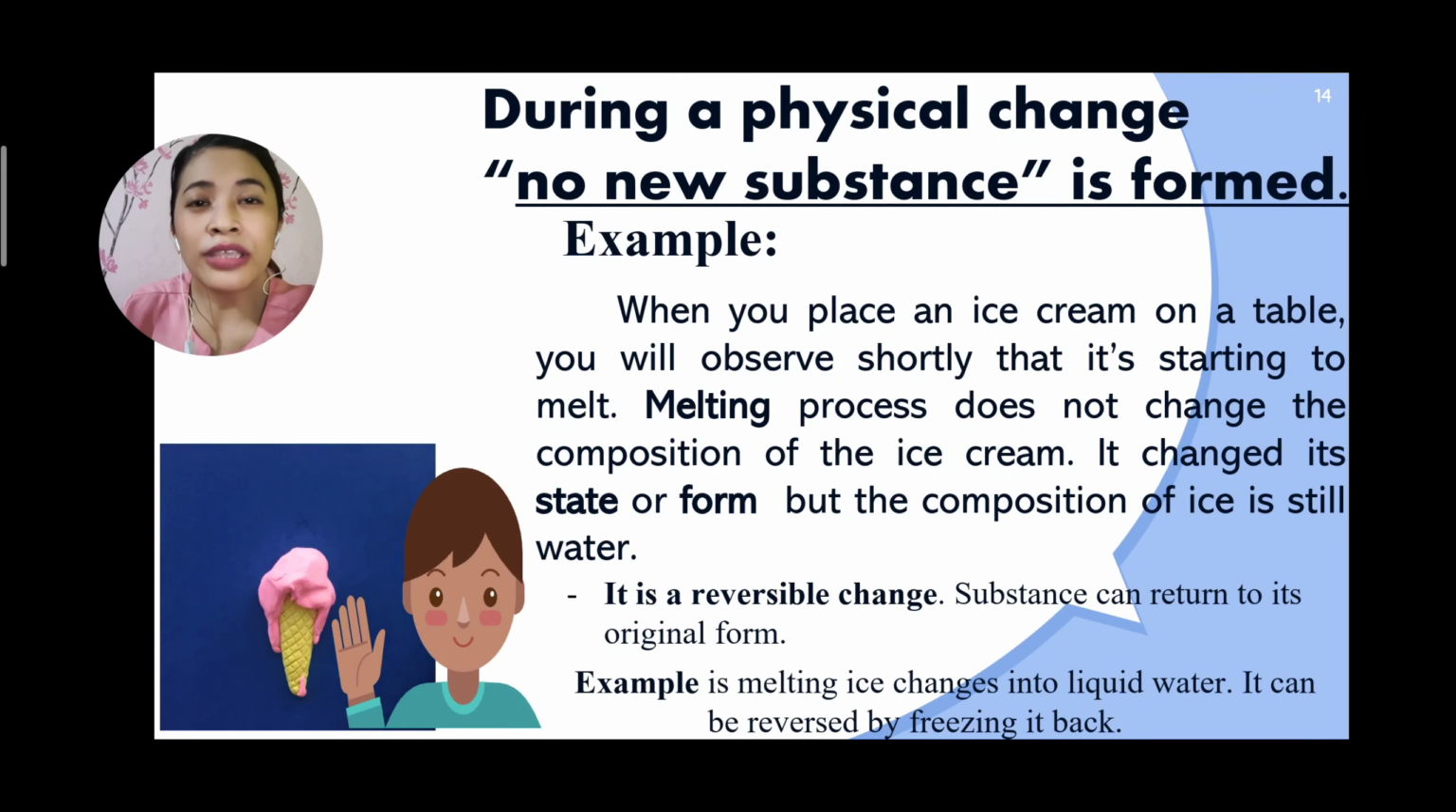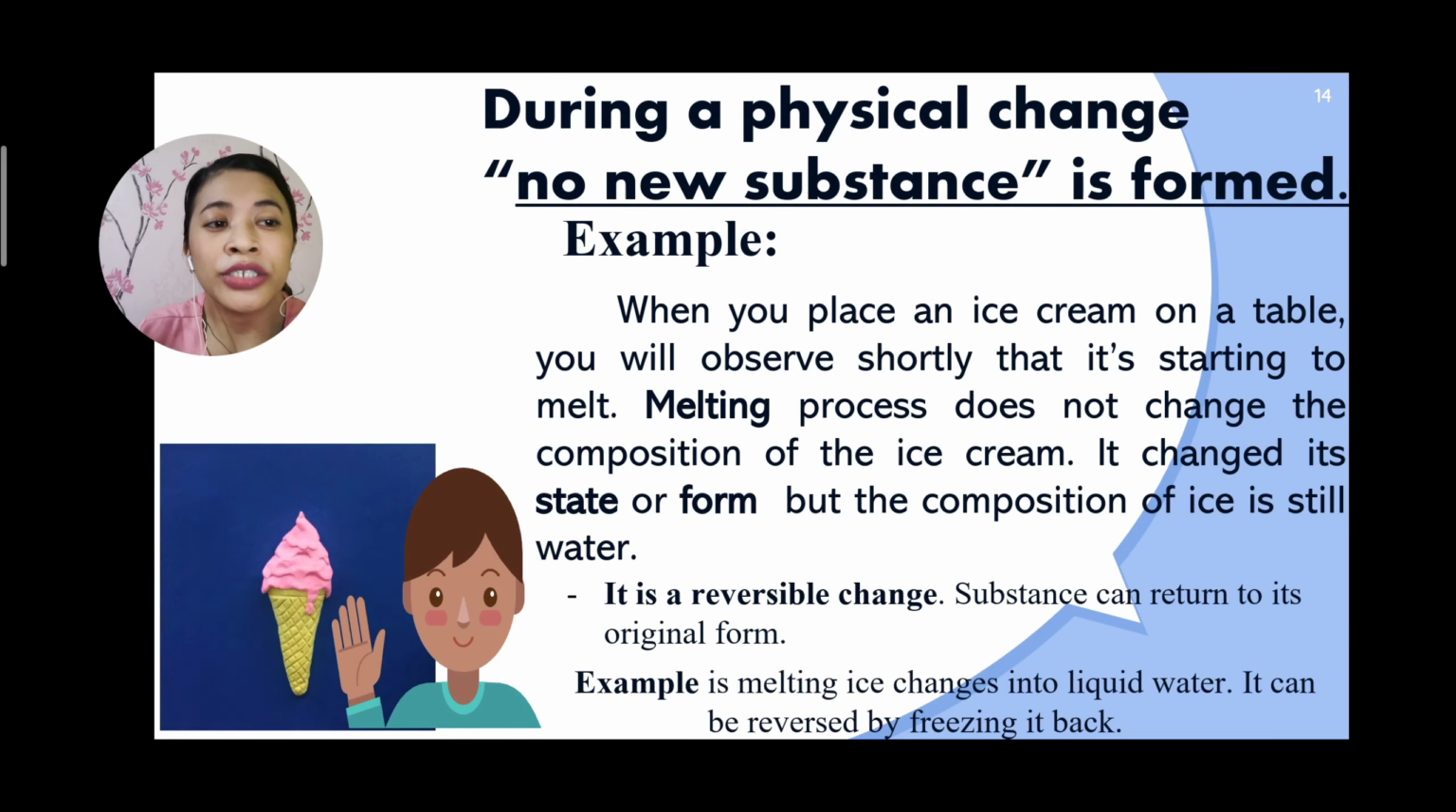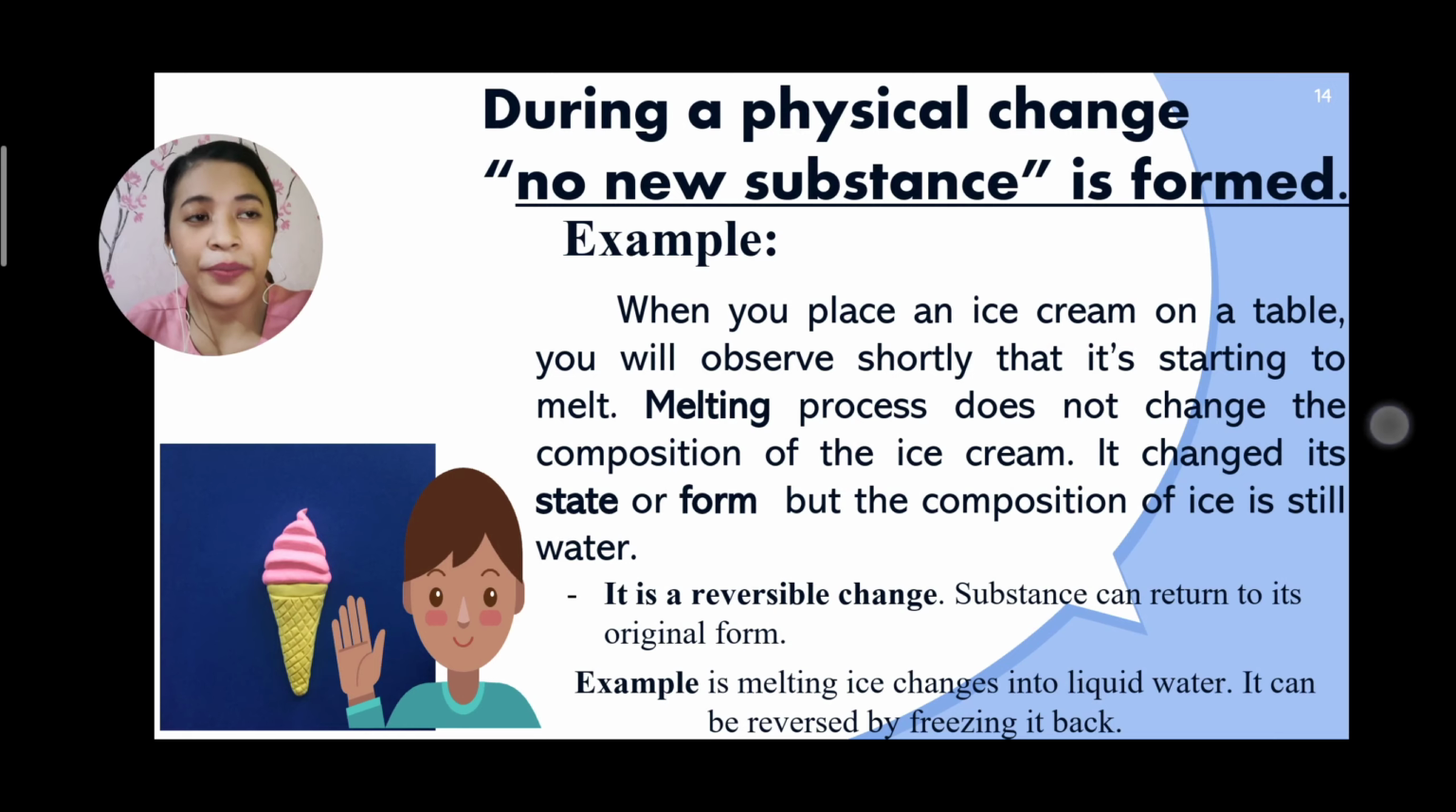Example, when you place ice cream on a table, you will observe shortly that it is starting to melt. The melting process does not change the composition of the ice cream. It changes its state or form, but the composition of the ice cream is still water. It is a reversible change, or the substance can return to its original form. For example, melting changes ice into liquid water. It can be reversed by freezing it back.